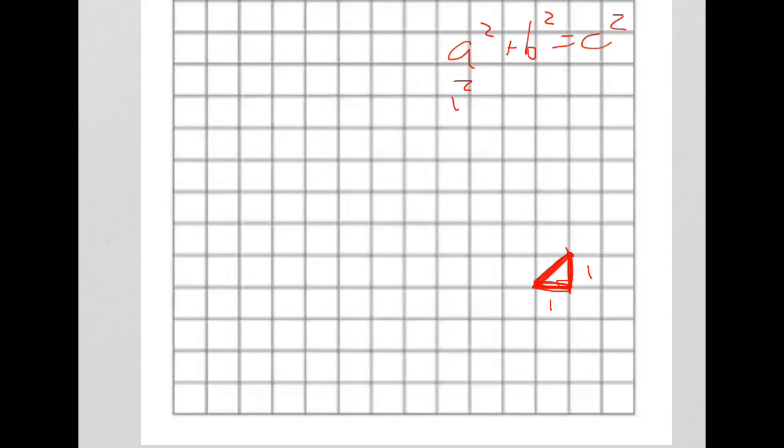Substituting in, we get 1 squared plus 1 squared equals our hypotenuse squared. Well, 1 squared is just 1, so really we just have 1 plus 1 equals 2, which is our hypotenuse squared. So c, our hypotenuse, has to be the square root of 2. An irrational number. A decimal that's going to go on forever and never repeat the same pattern. So, we just drew an irrational number. That's kind of cool.